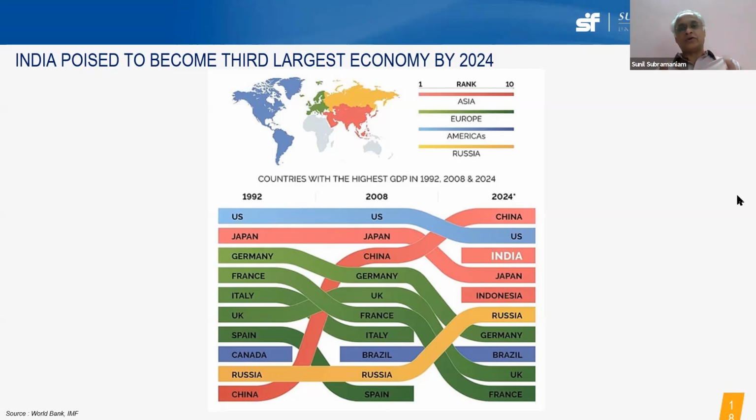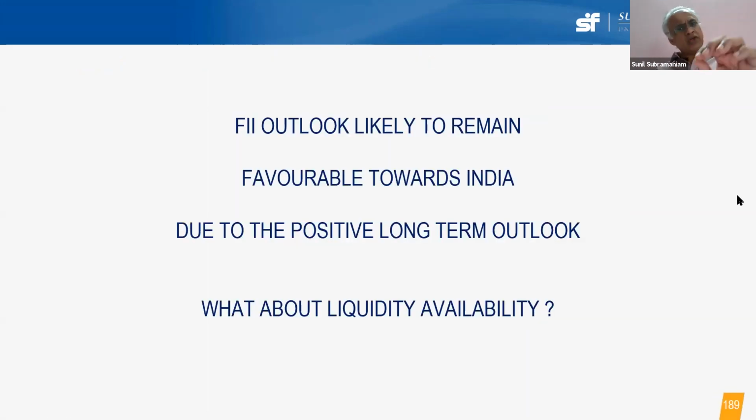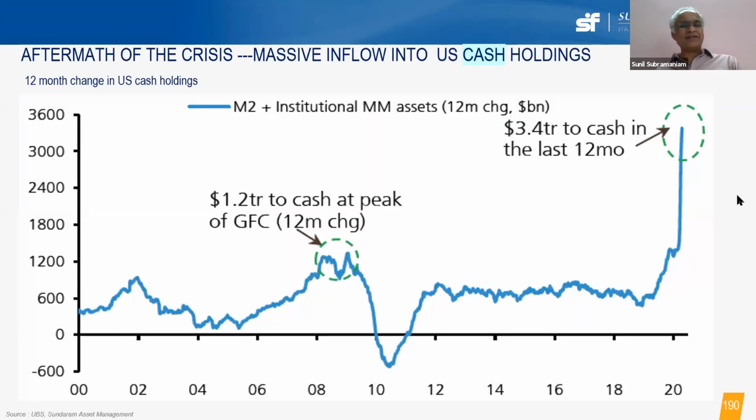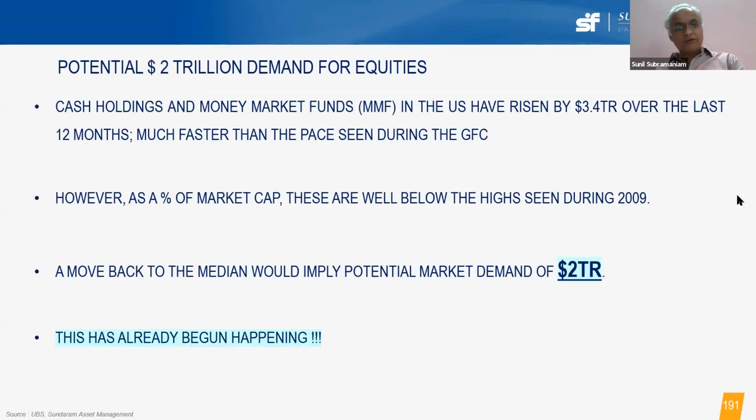This is the long-term positive outlook on which FDI will come in and FII flows will come in. So FII flows are likely to remain favorable due to this outlook. But there should be money availability, right? Liquidity. And you already saw there's $3.5 trillion sitting in cash, and $2 trillion of which we expect to head towards equities. So a portion will definitely come to India.